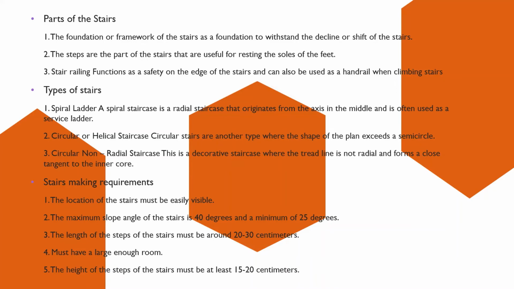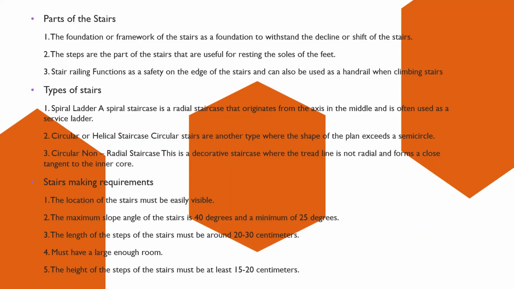Types of stairs. Spiral ladders. Number one, the spiral ladder. Number two, circular or helical staircase, which is circular in the shape of the plan. Number three, circular non-radial staircase. These are decorative staircases where the tread is not radial.